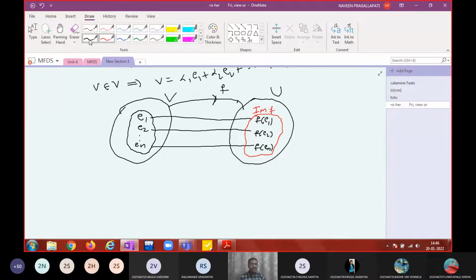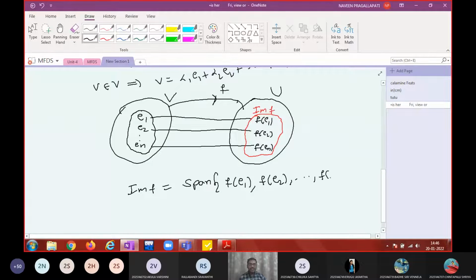That means what I am trying to say, image of f can be the span of the image of the basis elements f of E1, f of E2, and so on, f of En. Image of f is basically a subspace of U. Therefore, because it is spanning the entire image space, what can you say about the dimension of the image space?